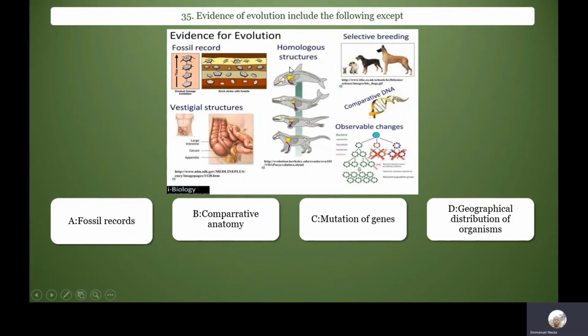Evidence of evolution include the following except C, mutation of genes. The others are evidence of evolution: fossil records, comparative anatomy, geographical distribution are all evidence of evolution. The mutation of genes is not, so the correct option is C.